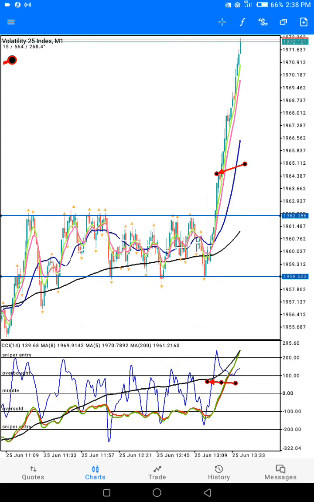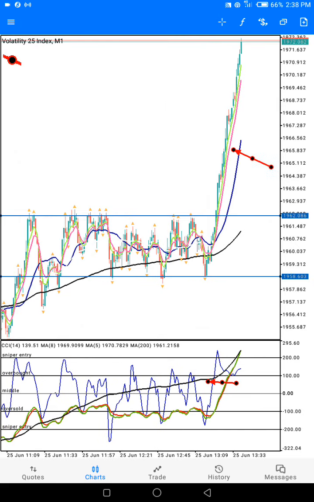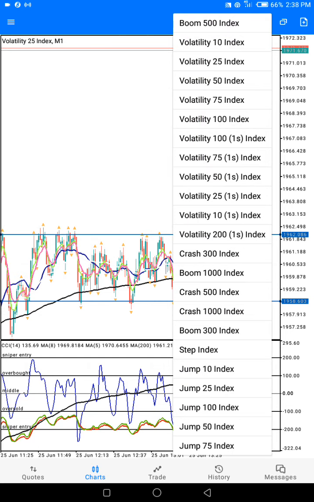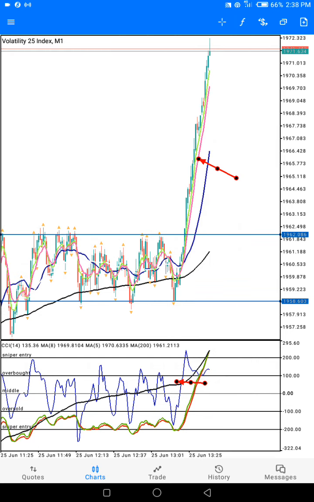For those of us trading the rise and fall, for those of us trading on the MT5, this is a better opportunity to make money. Though I wanted to show us something on Boom 1000 before this movement caught my eye. Now let's go to Boom 1000.